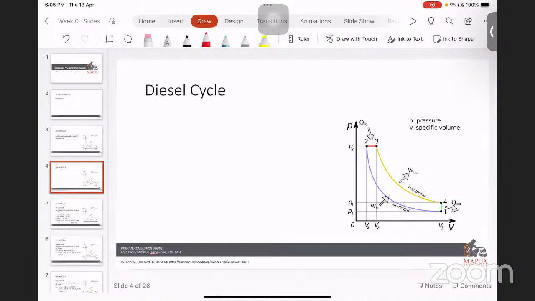So let's analyze point by point. Take note, hindi ito 2-stroke cycle. Ito ay 4-stroke diesel cycle. Okay, 4-stroke diesel cycle. Hindi tayo 2-stroke diesel cycle. We are analyzing the 4-stroke diesel cycle para apple to apple comparison doon sa Otto cycle. So yung Otto cycle natin 4-stroke, yung diesel cycle natin is 4-stroke din.